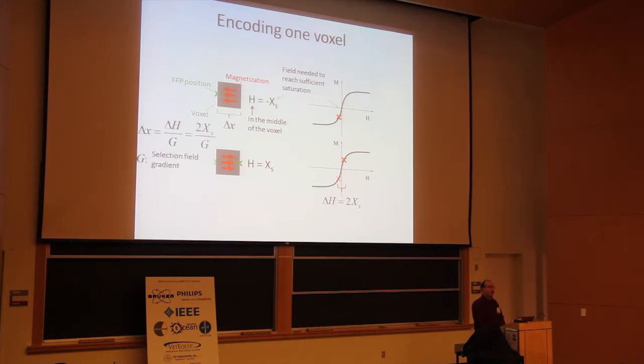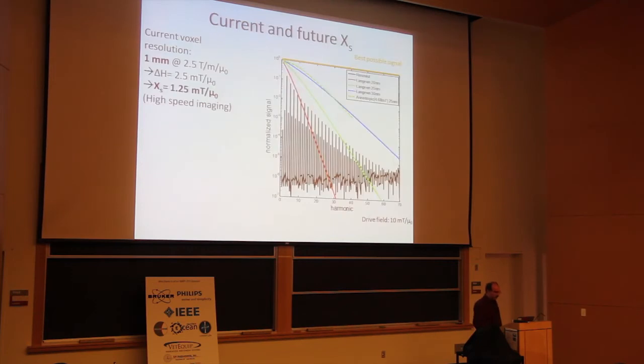If you want to know how big the voxel actually is, you just have to divide the field step by the gradient, and then you end up with the size of the voxel. But for this talk, we don't need the size. We just have to know that for getting one voxel, you need a field step of 2XS. So, how big is this XS?